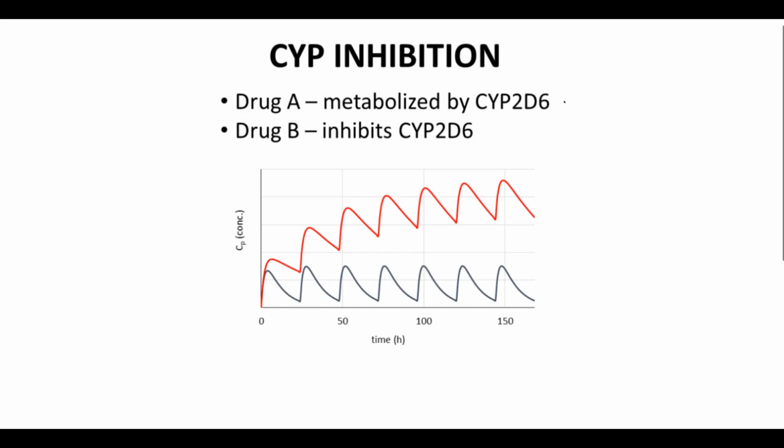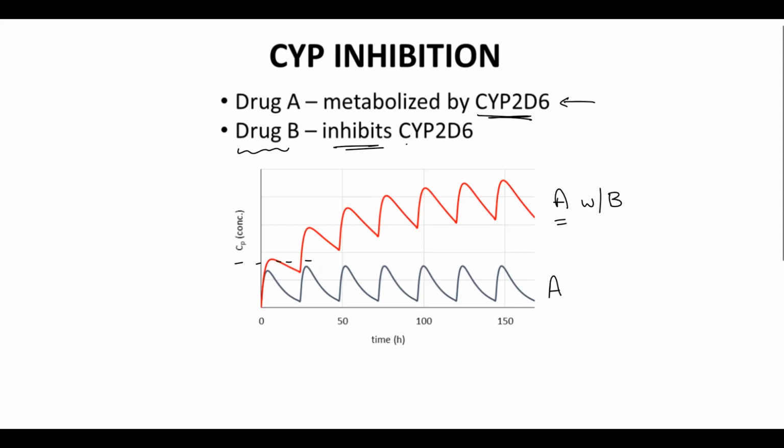So, assume that drug A is metabolized by CYP2D6. Furthermore, drug B inhibits 2D6. The two CP time curves are both for drug A. The blue curve is drug A alone, and the red curve is drug A with drug B. So to be clear, the red curve is drug A also, but it's drug A in the presence of drug B. Notice that with B around, A has a very different curve, and this is a problem.